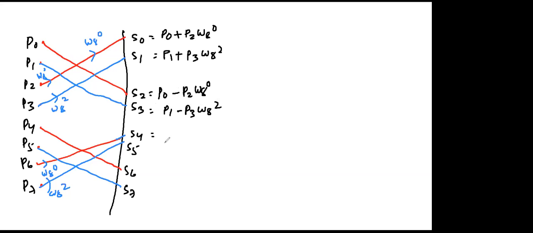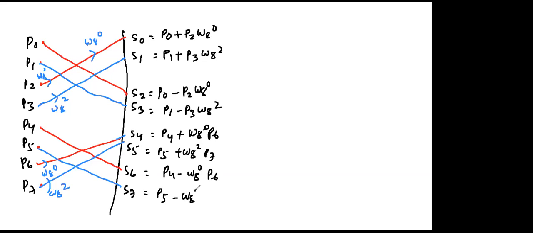So S4, it is P4 plus omega 8 0, P6. S5 is P5 plus omega at 2, P7. The next two are P4 minus omega at 0, P6, this is 0, don't confuse. And this is your P5 minus omega at 2, P7. Okay, so this is your stage 2 calculation.